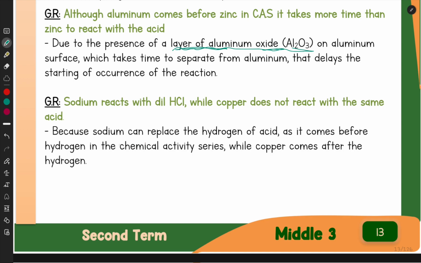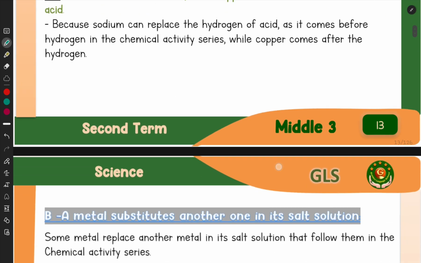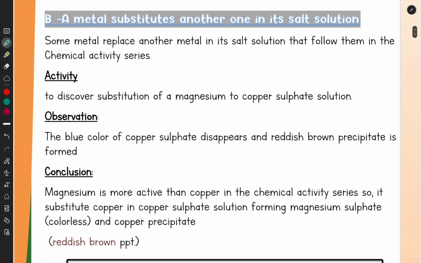Okay, another good reason: sodium reacts with diluted hydrochloric acid, while copper doesn't react with the same acid, because of course sodium can replace the hydrogen in the acid as it comes before the hydrogen in the chemical activity series, while copper comes after the hydrogen.